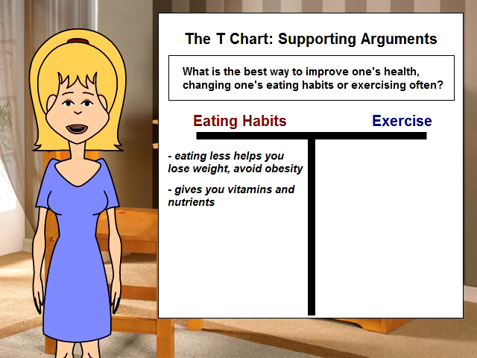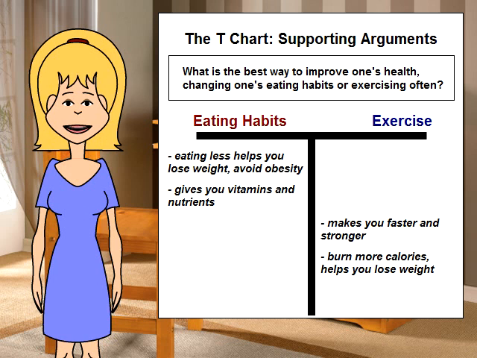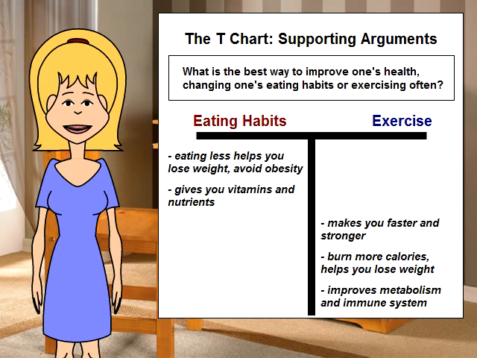Next, in support of exercise, one might argue that it makes you faster and stronger. And exercising helps you burn calories, which also helps you lose weight. Lastly, exercising has been shown to boost your metabolism and immune system. So, there are three arguments for exercising.